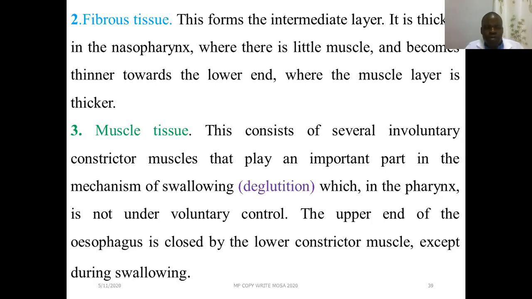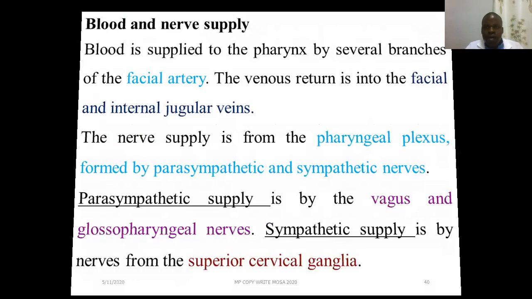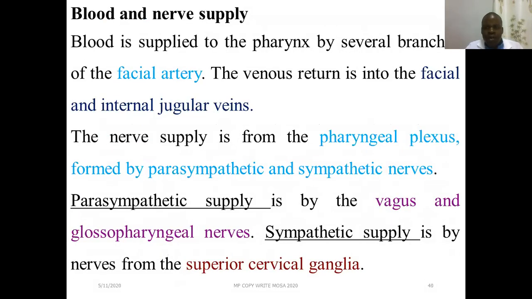The third one is muscle tissue. This consists of several involuntary constrictor muscles that play an important part in the mechanism of swallowing or deglutition, which in the pharynx is not under voluntary control. The upper end of the esophagus is closed by the lower constrictor muscle except during swallowing, so that food does not go into the trachea.